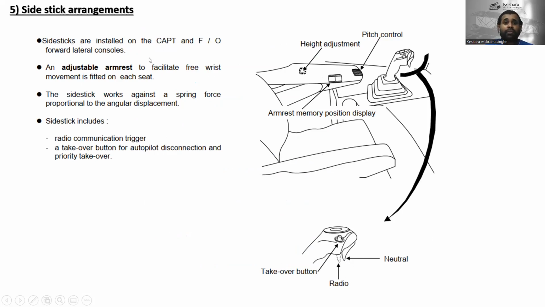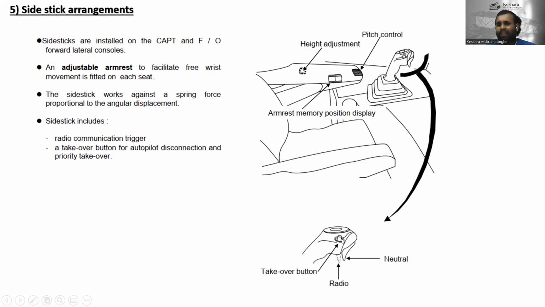Side sticks are installed on the captain and first officer forward lateral consoles, and an adjustable armrest to facilitate free wrist movement is fitted on each seat. The side stick works against a spring force proportional to the angular displacement. The side stick includes a radio communication trigger, here, and a takeover push button for autopilot disconnection and priority takeover. This button is used for the autopilot disconnection and priority takeover.